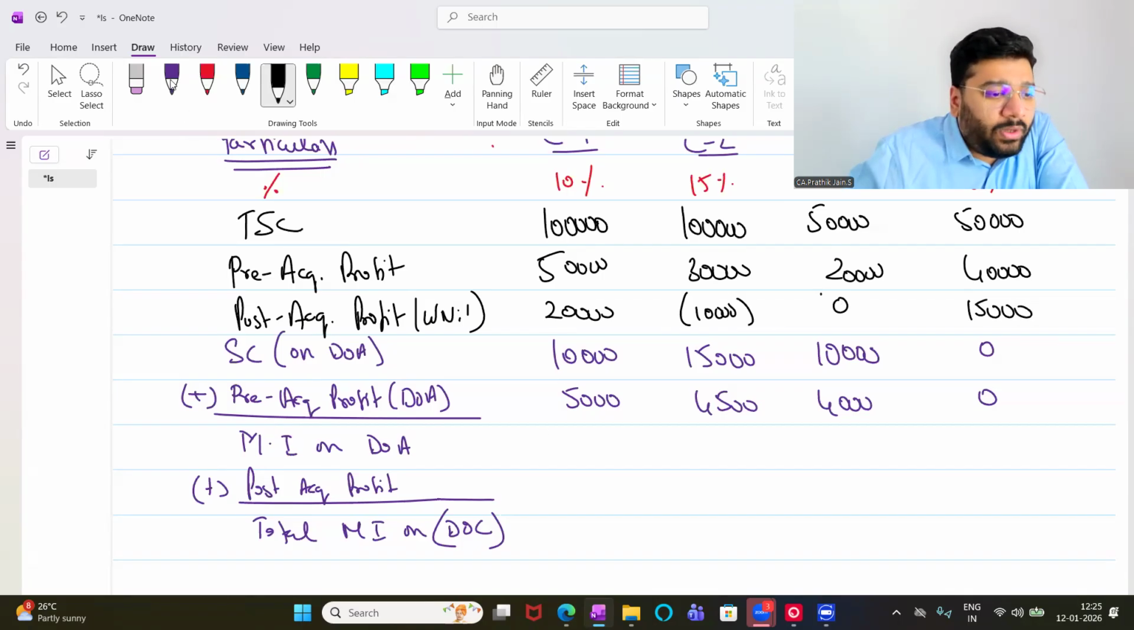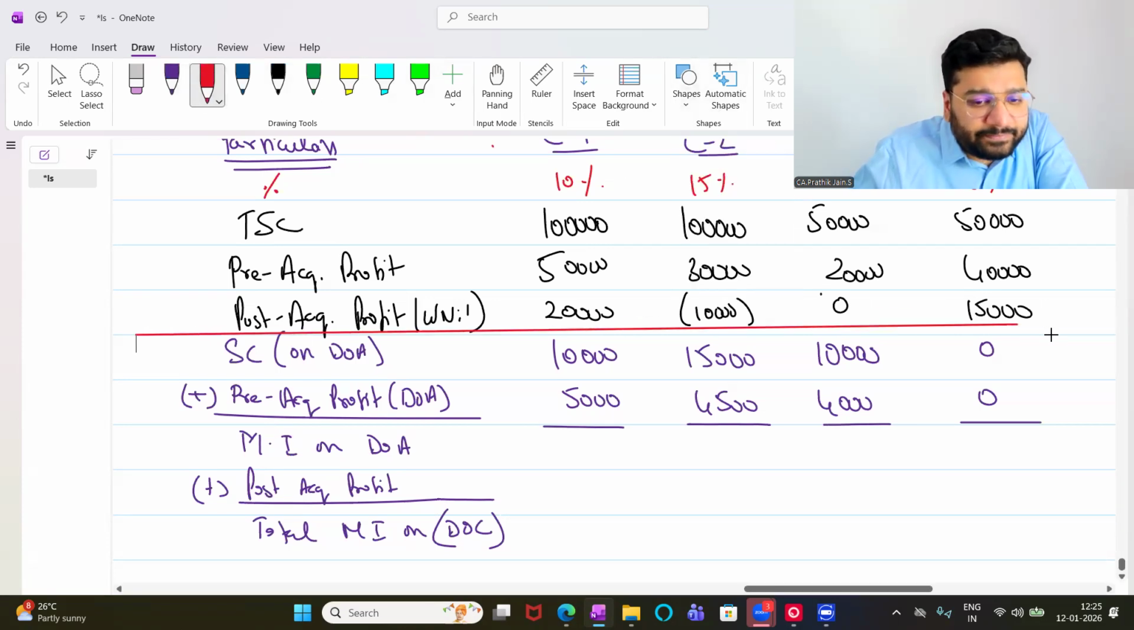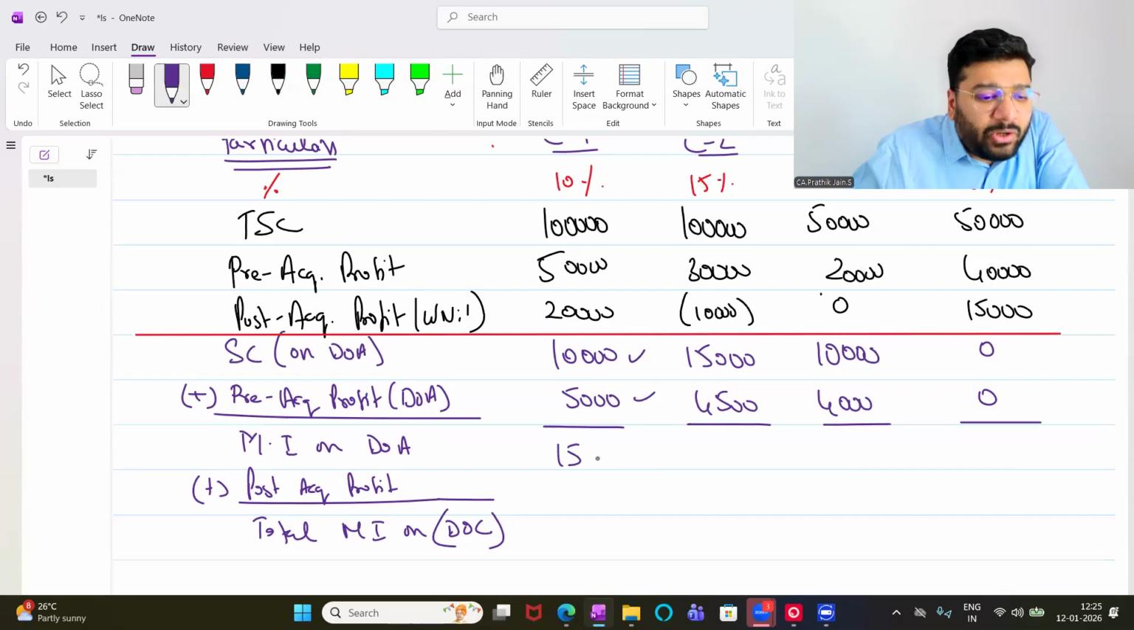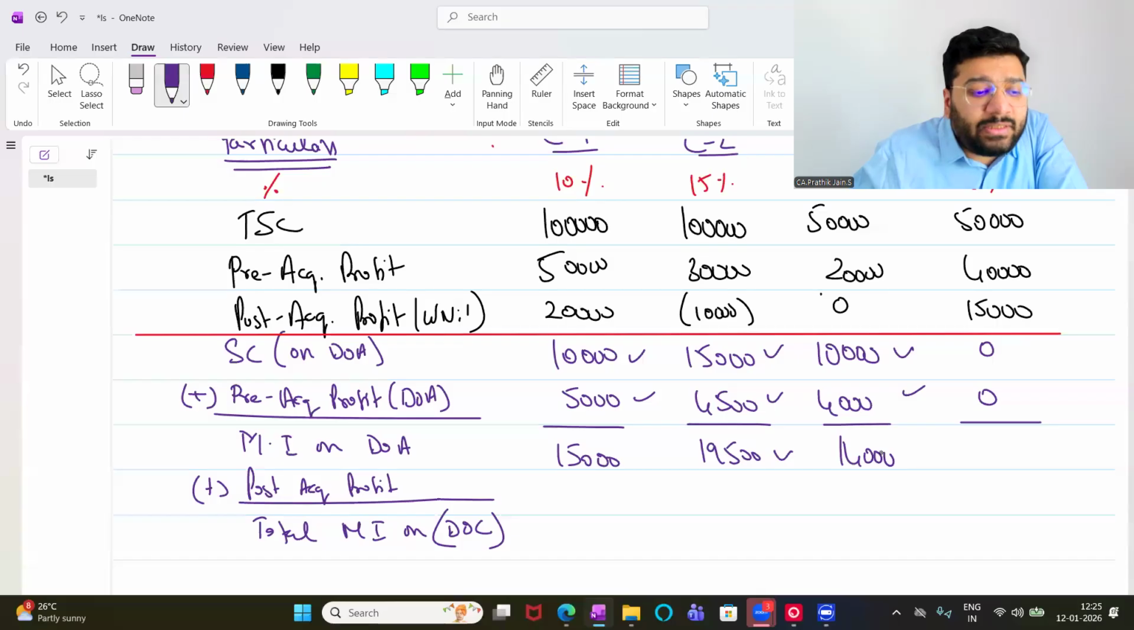Now, please tell me, people, what is the total minority interest on the date of acquisition? I'll keep this separate so you don't get added. Now 10,000 plus 5,000, how much is it? 15,000 is minority interest on the date of acquisition in case 1. 15,000 plus 4,500, 19,500. 10,000 plus 4,000, 14,000. And this is 0. Any difficulty?